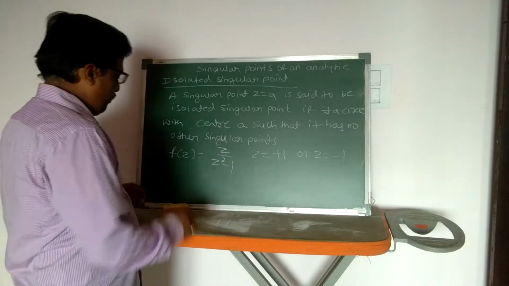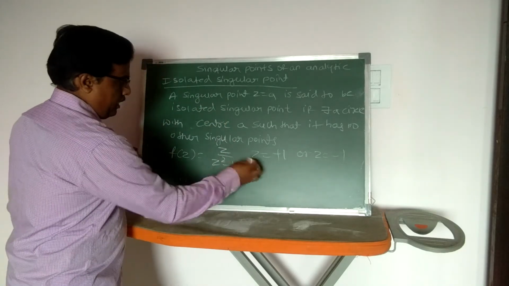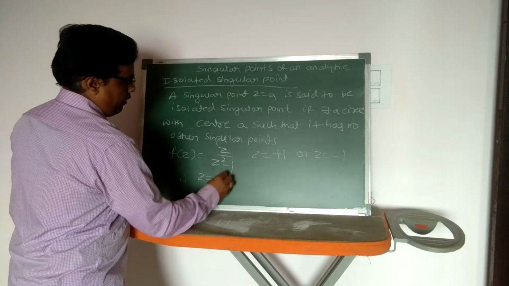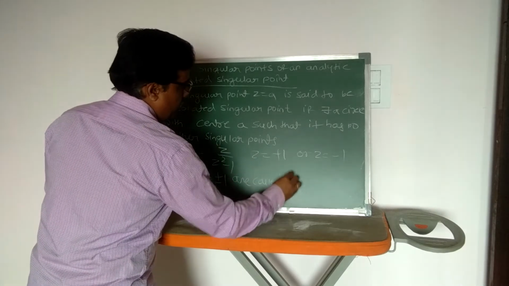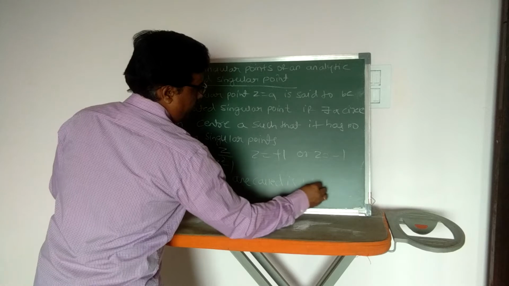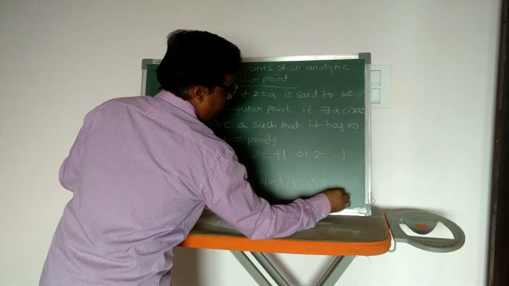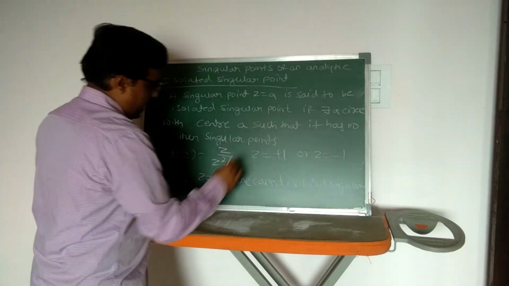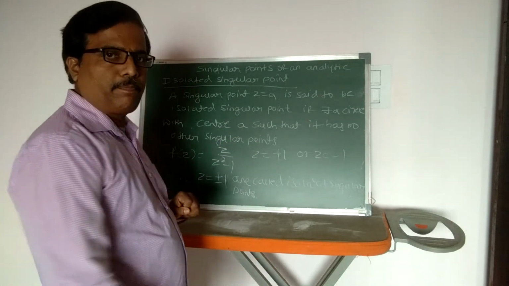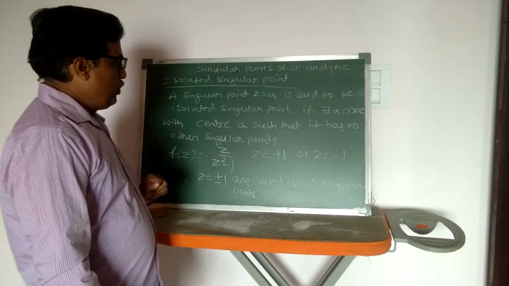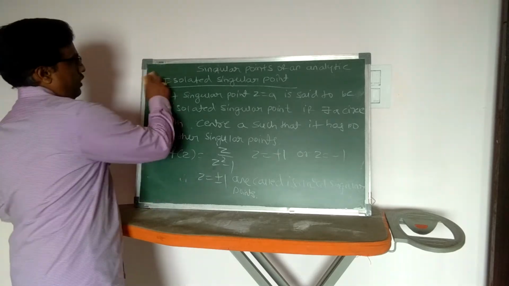So therefore this z is equal to plus or minus 1 are called isolated singular points. They are called isolated singular points. Okay, so another example I will give.